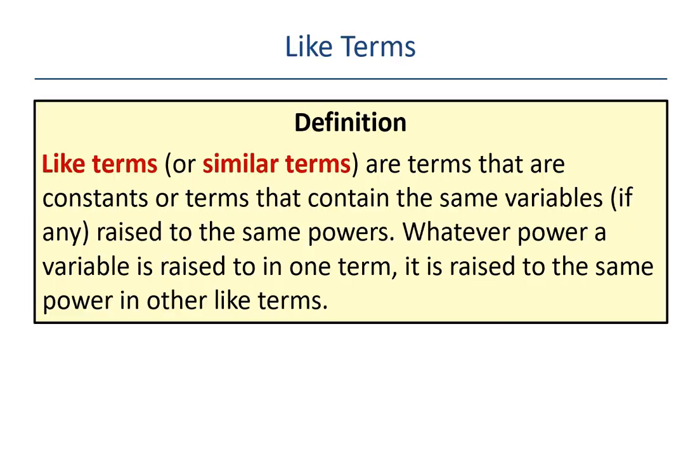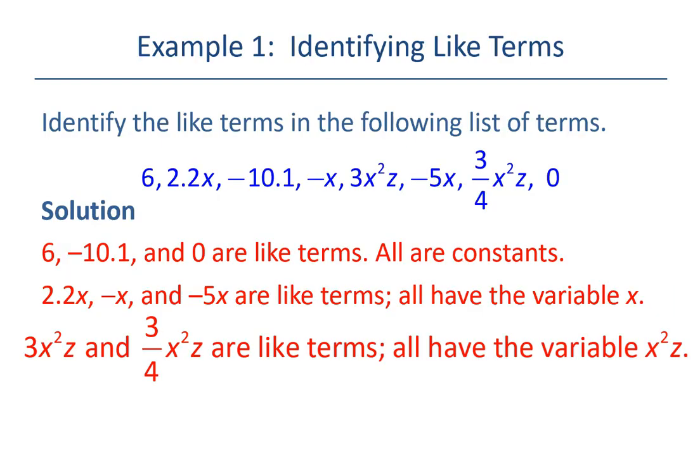Jumping right in, like terms, or similar terms, are terms that are constants or terms that contain the same variables, like x's, y's, if any, raised to the same powers. Whatever power a variable is raised to in one term is raised to the same power in like terms. A lot of these are just going to be live examples so you can see what it's talking about. So let's jump into one.